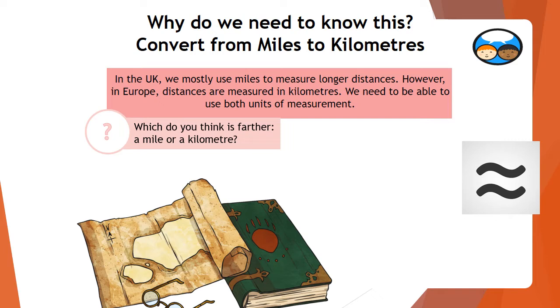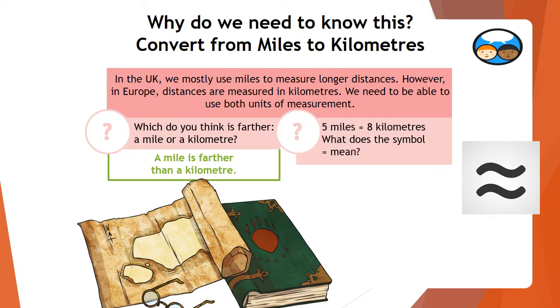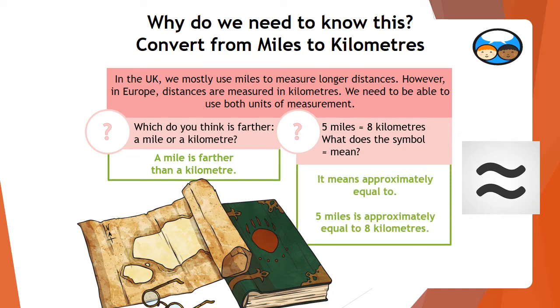Which do you think is farther, a mile or a kilometre? That's right, a mile is further, and we discussed that in the last slide. 5 miles is equal to 8 kilometres. In fact, it's not equal to. I want you to have a think about what that symbol might mean. It looks similar to an equal symbol, doesn't it? But it actually means it's approximately equal to. Okay, so whenever you see those wavy equal signs, it means it's approximately equal to. So it might be a good idea in your books now to write that information down. 5 miles, and then write down that approximately equal symbol to 8 kilometres.